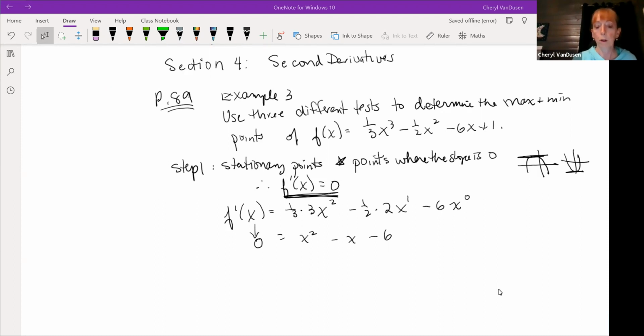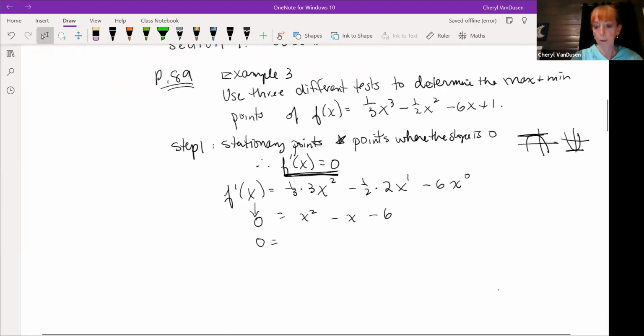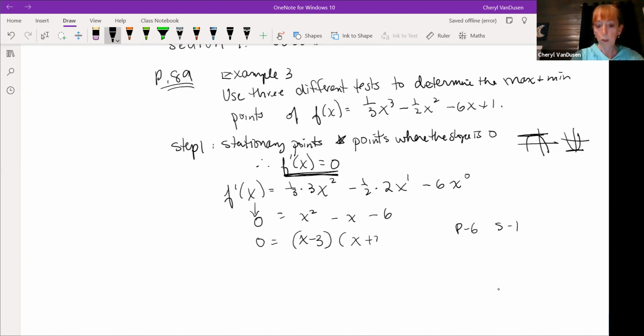So we're looking for when the first derivative is equal to 0. So now you can see we have a nice little factoring question. So we're going to go and factor it. This is nice and straightforward math. We're trying to find something that has a product of -6, a sum of -1. So we get our factoring to be x minus 3 and x plus 2. Therefore, our 2 x coordinates of our stationary points are x is equal to 3 and x is equal to -2.